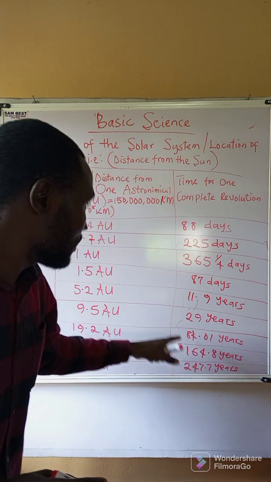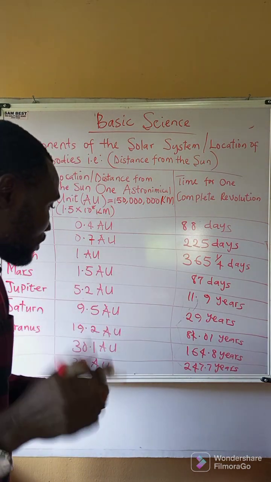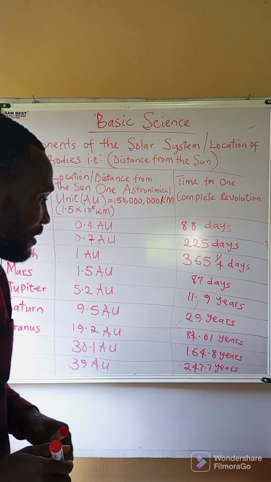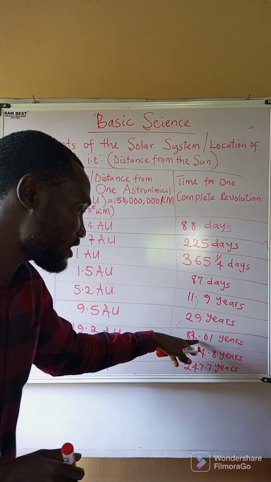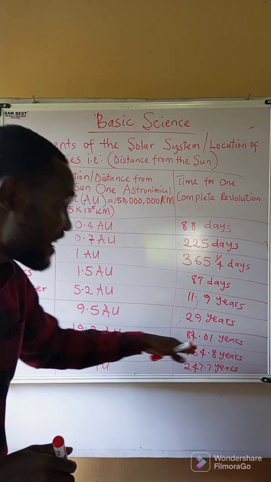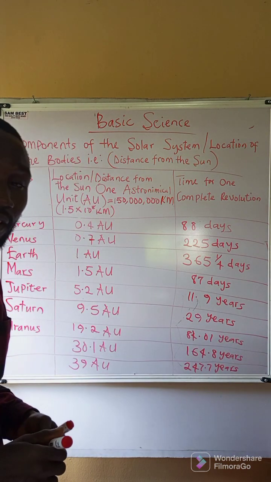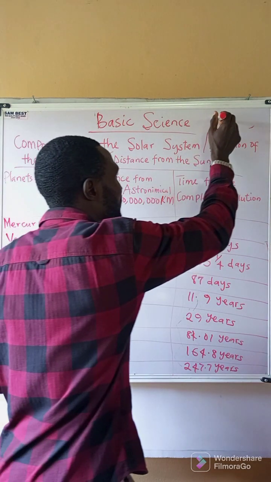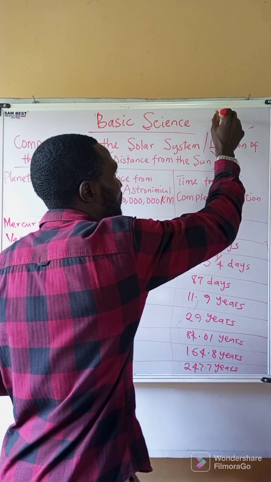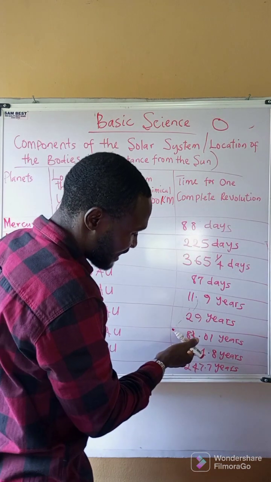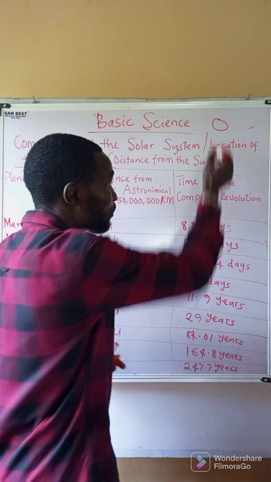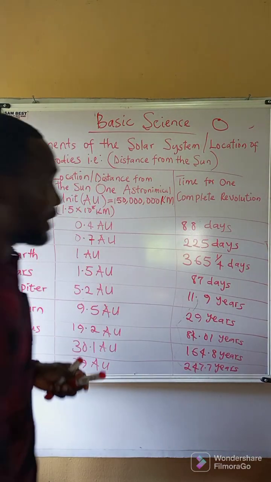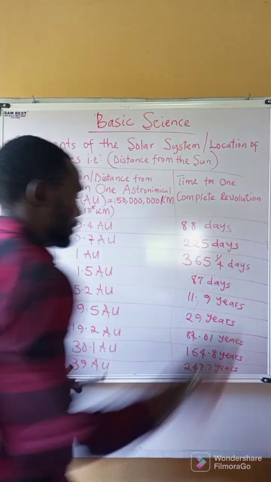So what is the time for one complete revolution? This one, 84.01 years. Remember the other one was 29. This one is 84. See how it's increasing. 84.01 years. So you wait before it will complete one complete turn back to this place. 84.01 years before it will get back to complete this revolution. Okay? Do you understand? Fine.